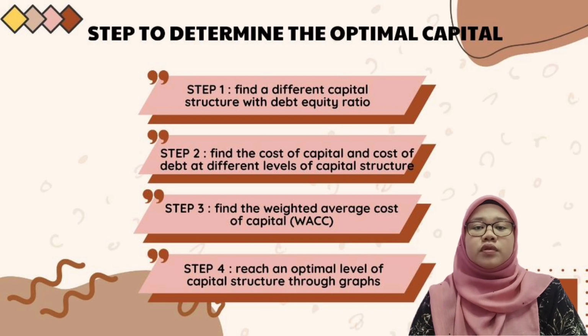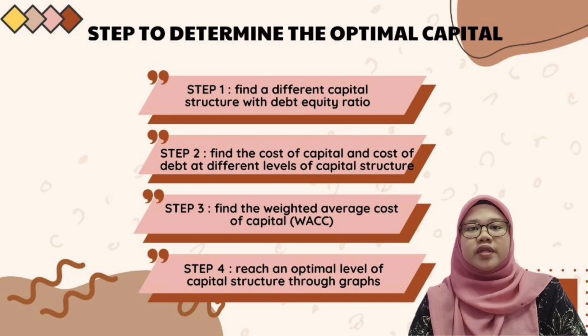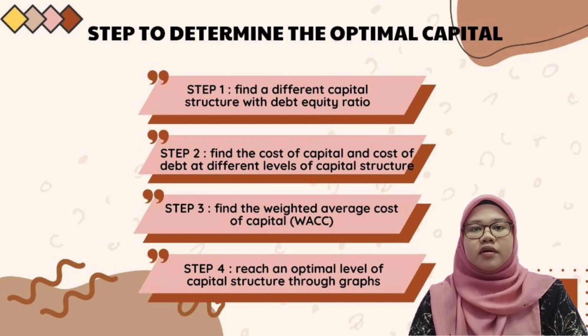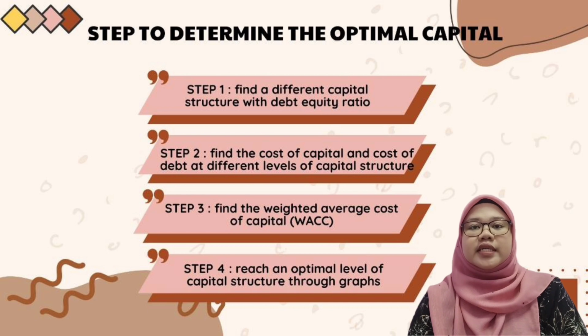There are 4 steps to determine the capital structure. Step 1 is to find different capital structures with debt-equity ratio. Step 2 is to find the cost of capital and cost of debt at different levels of capital structure. Step 3, find the weighted average cost of capital, which is WACC. And the last step, step 4, is to reach an optimal level of capital structure through a graph.